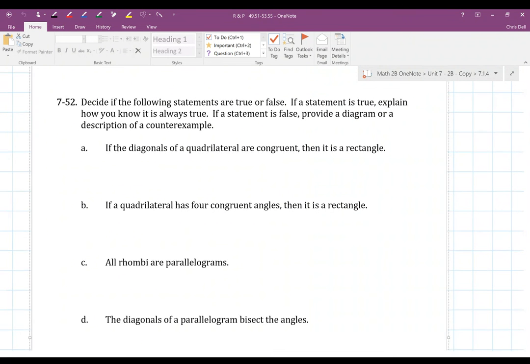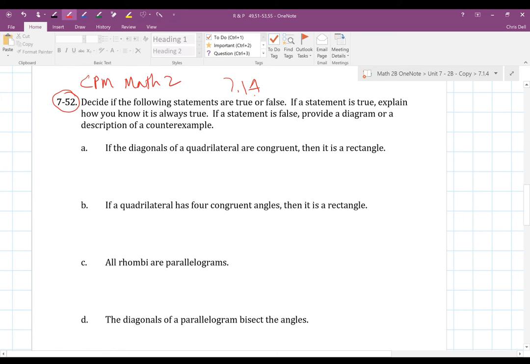We are looking at a problem that has us decide whether statements are true or false and give some reasoning behind that decision. So this is a problem from CPM, CPM's Math 2, so Integrated Math 2. And this is from section 7.1.4, specifically number 7-52. So it says decide if the following statements are true or false.